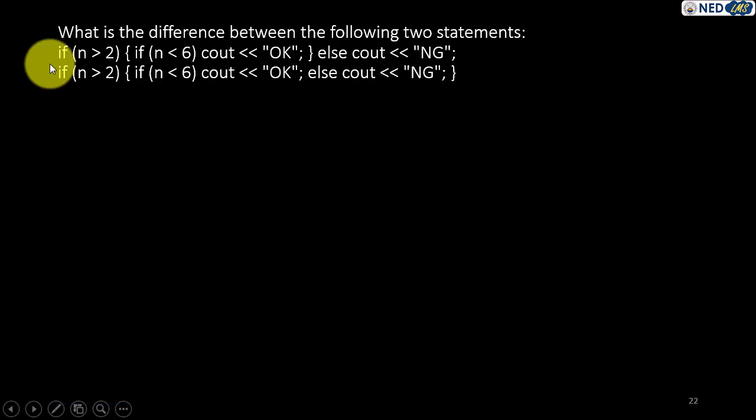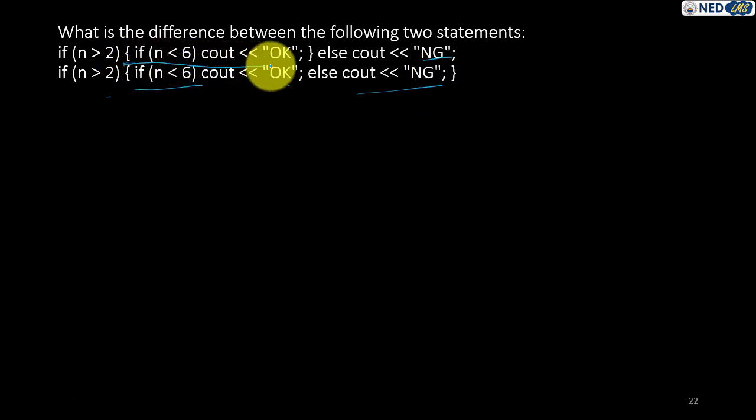If n is greater than 2, and then we put the curly bracket, if n is less than 6, cout okay, else cout not good. If n is greater than 2, if n is less than 6, cout okay, else cout not good. So watch out, where are the curly brackets? Here the curly brackets start from here and here.